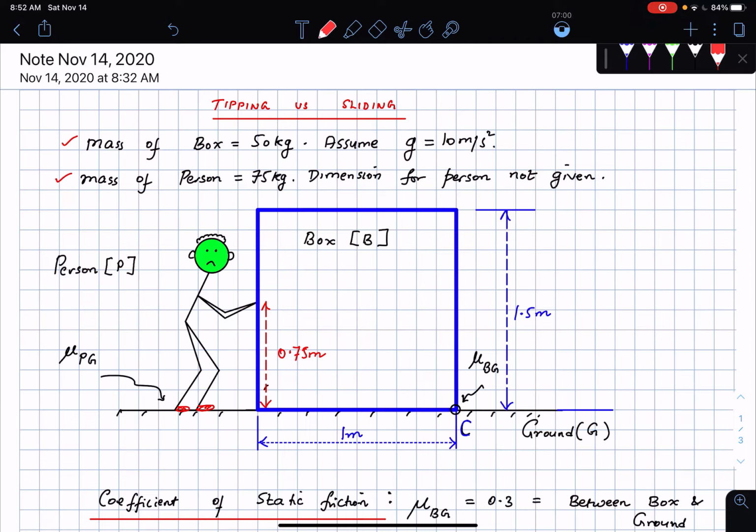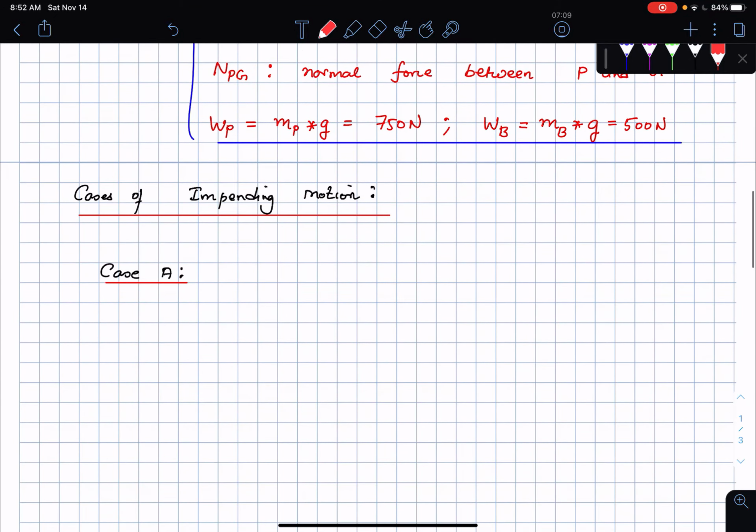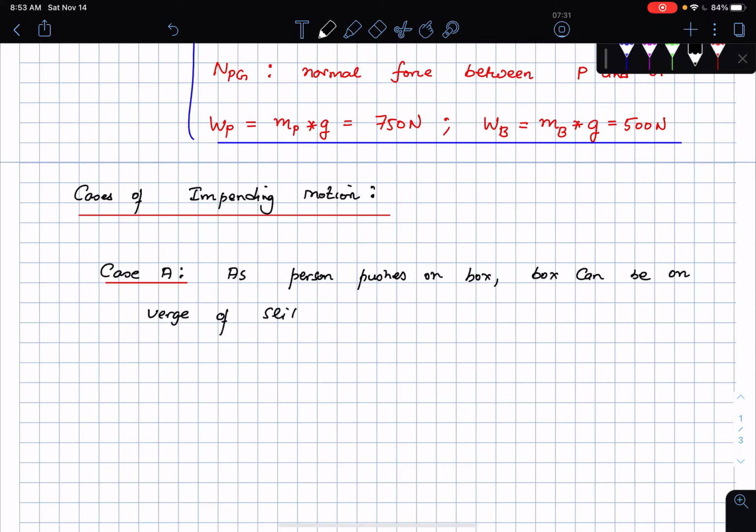And likewise, the other thing that can also happen is if the person has some dimensions given, the person could also be tipping. So we don't know. Okay, so I'm going to write down all of these cases. So case A, as the person pushes on the box, the box can slide. Okay, the box can be on the verge of sliding, and the person stays put.